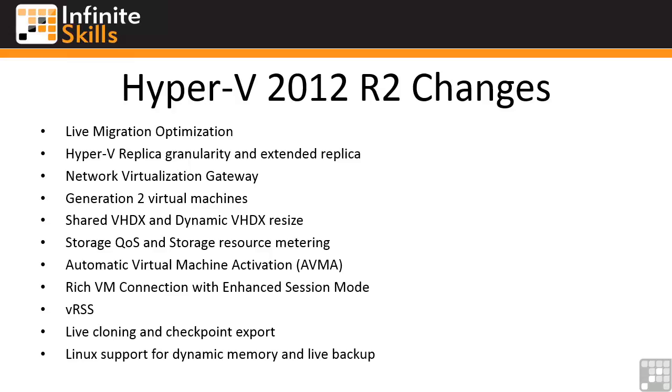Live cloning and checkpoint export are new ways to actually perform exports of virtual machines that are still running, which in 2012 was not possible, and we will cover this in more detail. Finally, enhanced support for Linux, specifically around dynamic memory, is now supported for Linux virtual machines that are running the latest distributions, and also there is now the ability to live backup from the Hyper-V host a Linux virtual machine in a file system consistent state. Effectively, Microsoft wrote a file freeze filter, so that when it performs a backup of the host, it freezes the state of the file system long enough to take the backup.